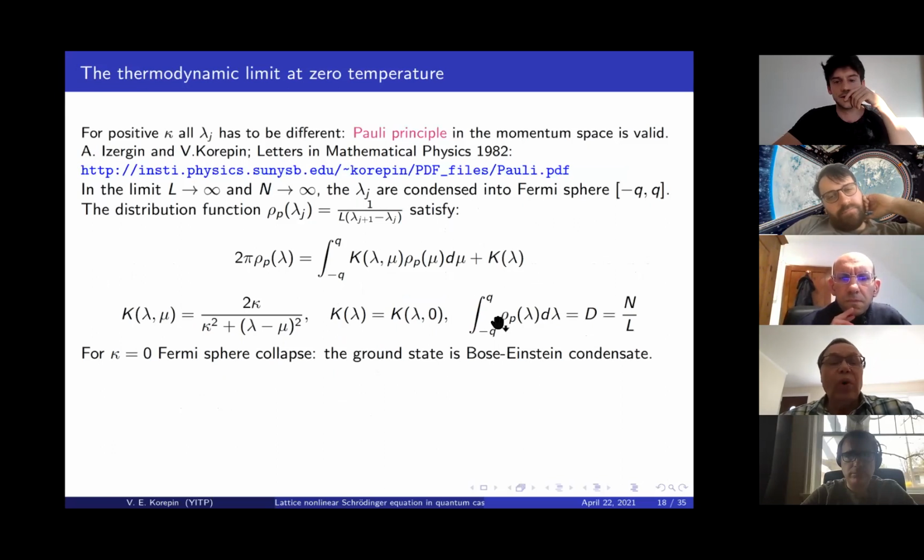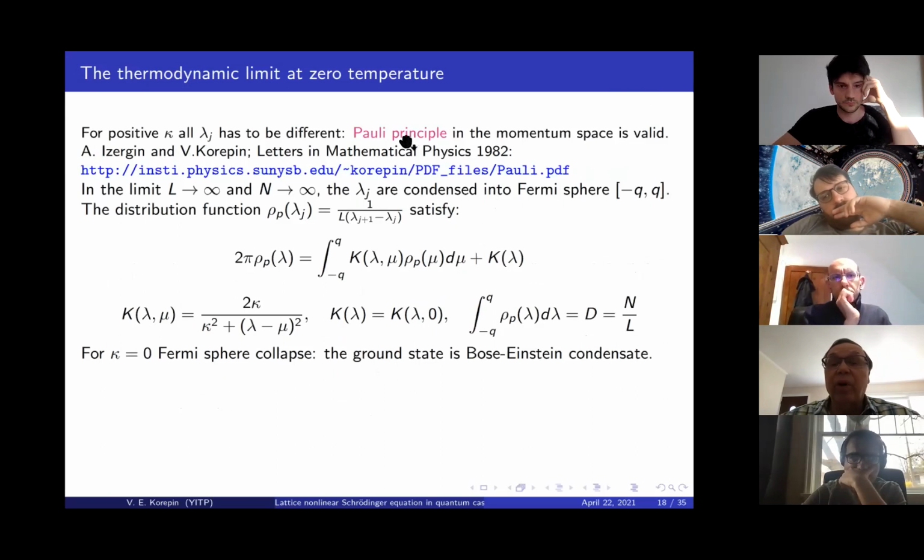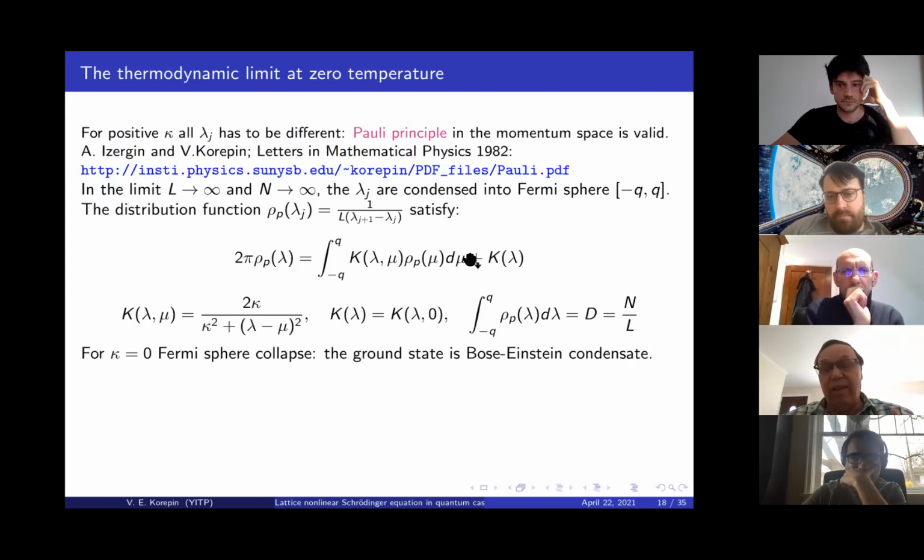So let's go to the thermodynamic limit. The thermodynamic limit of the Bethe ansatz is described by a linear integral equation, a linear integral equation for the distribution of lambdas in the ground state. So rho is defined via L, the length of the box, and the difference of lambdas. This difference never vanishes because of the Pauli principle, for positive values of the coupling constant. On the other hand, if the coupling constant is equal to 0, then the Pauli principle dies. So the Fermi sphere describes the ground state for positive kappa, but for zero kappa, it collapses.